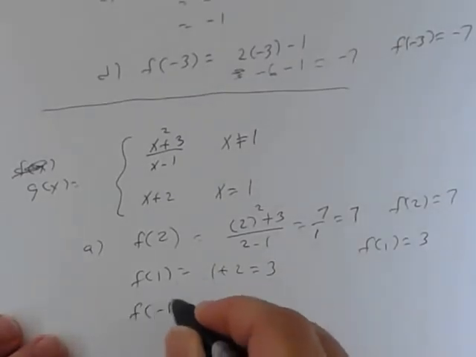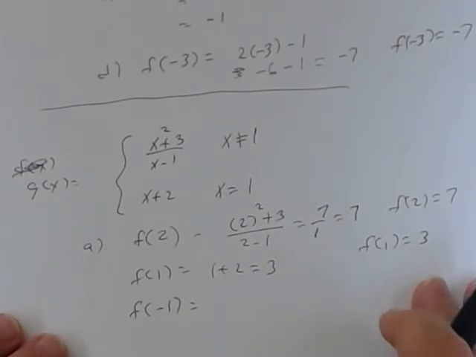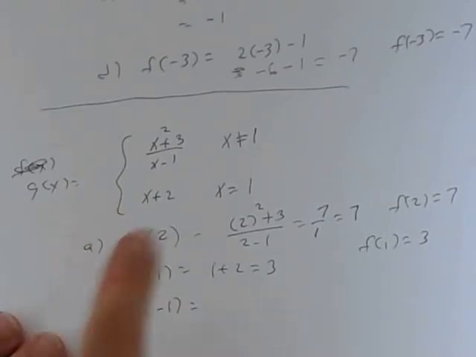F of negative 1. Which one do I use? Yeah, you're only going to use the second one if x is what? Any other x value, you have to use what? The top one. That's what that says.